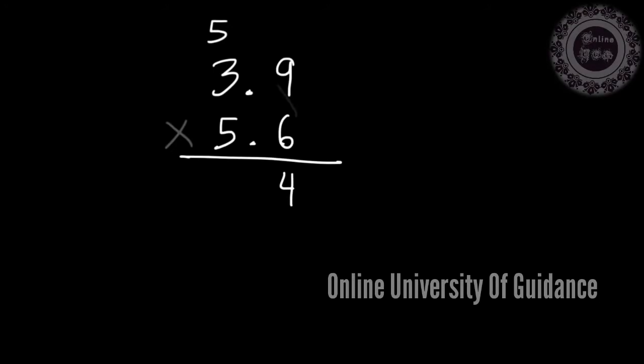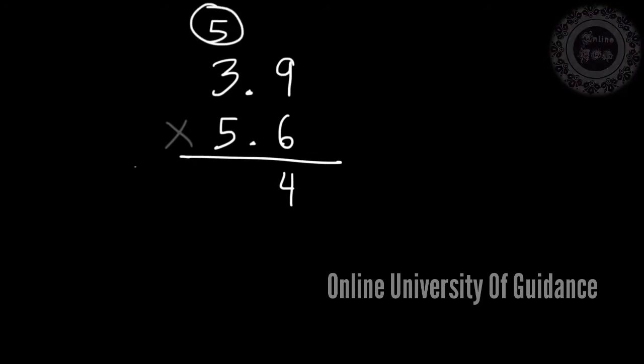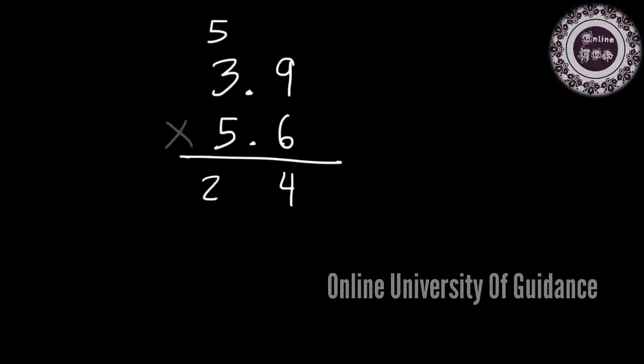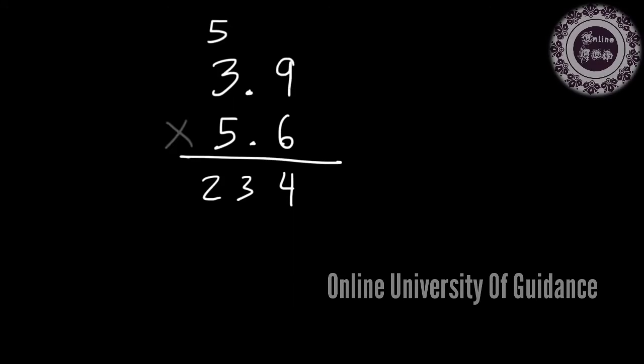Next, let's multiply 3 times 6. 3 times 6 is 18, and 18 plus 5 is 23. Now let's move on to the 5. Let's multiply 5 and 9. 5 times 9 is 45. So we need to write the 5. But we need to add a 0 first. And then we'll write the 5, carry over the 4.